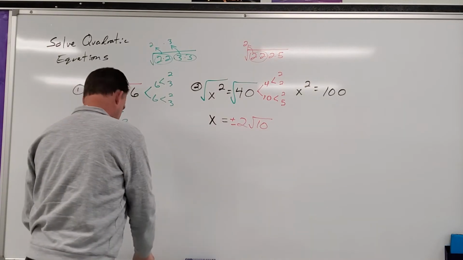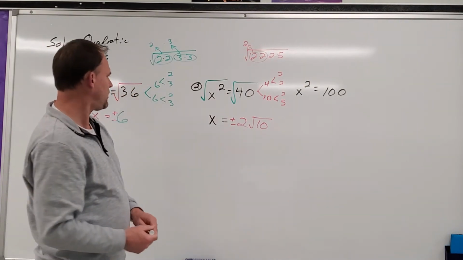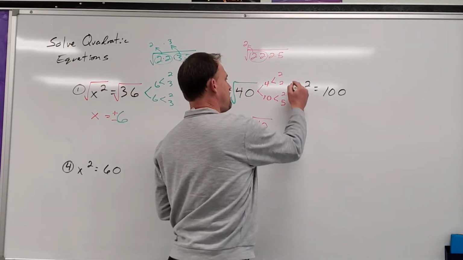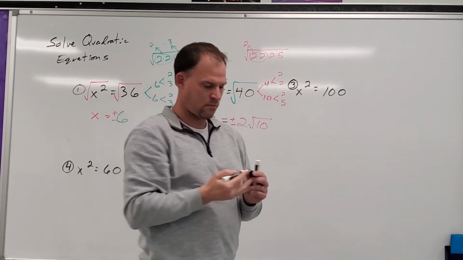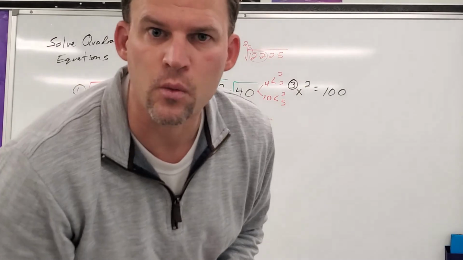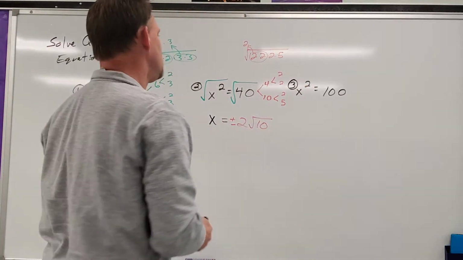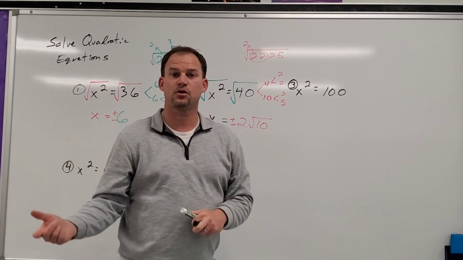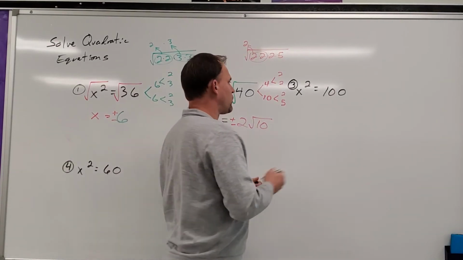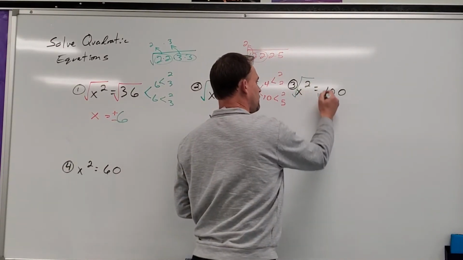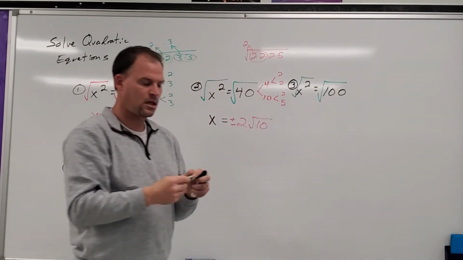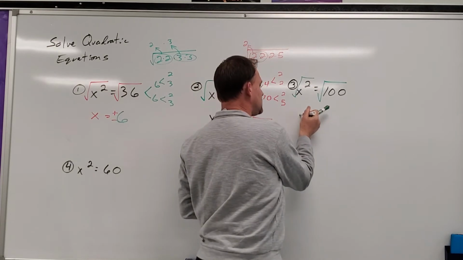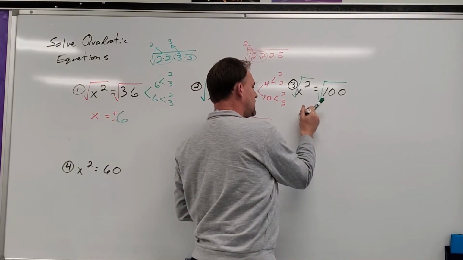Number 3. Did I forget to put a 3 up there? Make sure you're writing these in your notes. X squared. What's the opposite of squaring? Square root. Both sides. Square root and square. Opposites. They're gone. Just plain X.